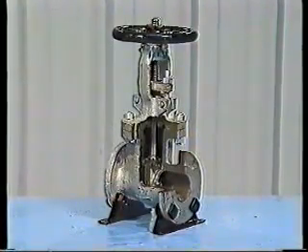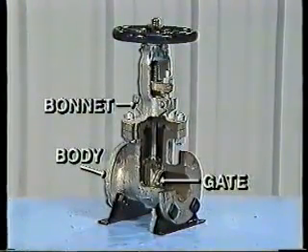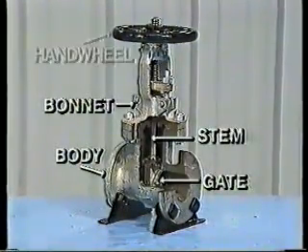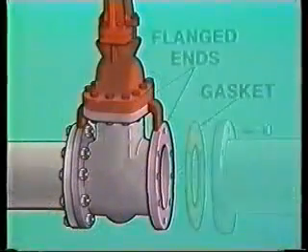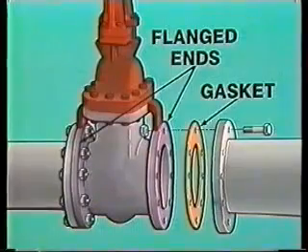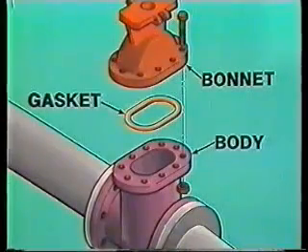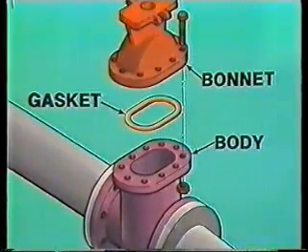In this cutaway gate valve, we can see its 5 basic parts: the body, the bonnet, the gate, the stem, and the hand wheel. The valve body can be attached to the piping by several different methods. Flanged piping may be attached to the ends of the valve body with bolts. A gasket is inserted between the flanges to prevent leakage. The bonnet and the body are also fitted with a gasket and are bolted together.